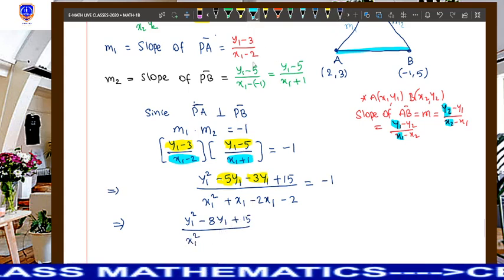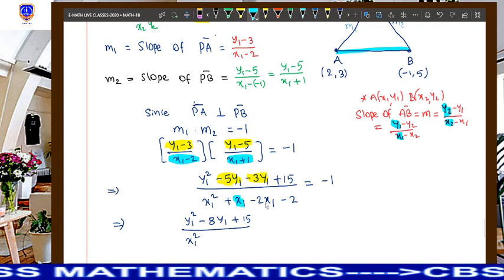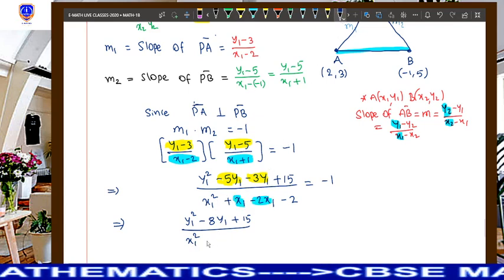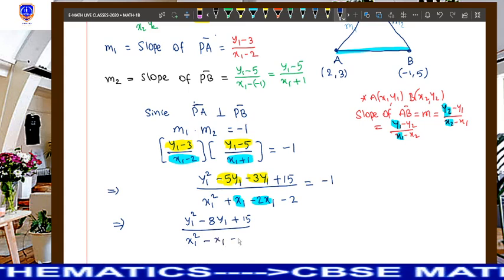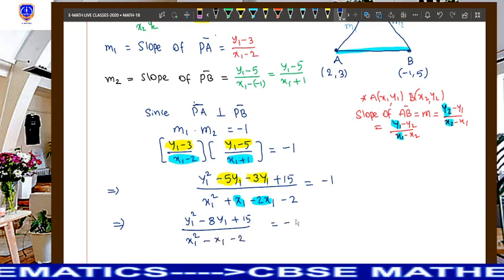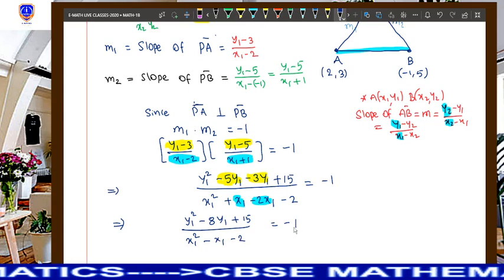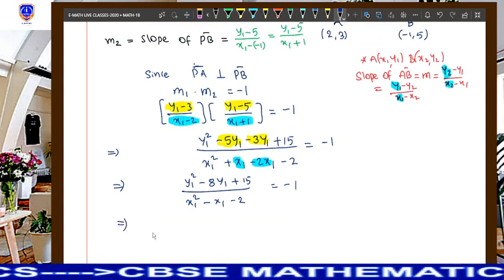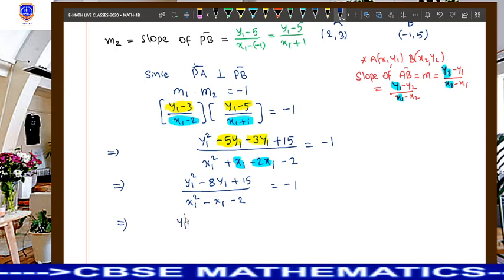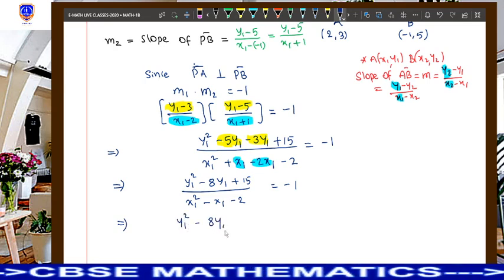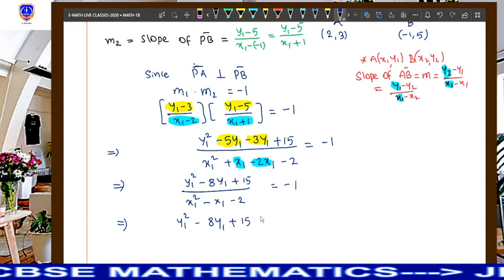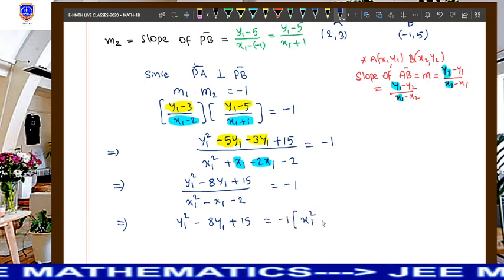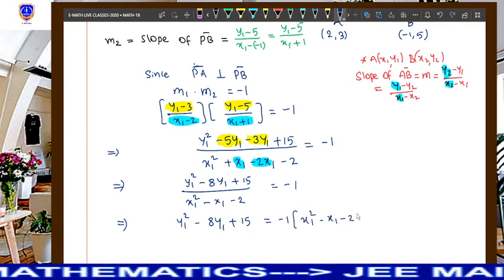Take a look here: x1 and minus 2x1. How much is it? Minus x1. Minus 2, is equal to minus 1. Fine. Do cross multiplication, which implies that y1 square minus 8y1 plus 15 equal to minus 1 of x1 square minus x1 minus 2.